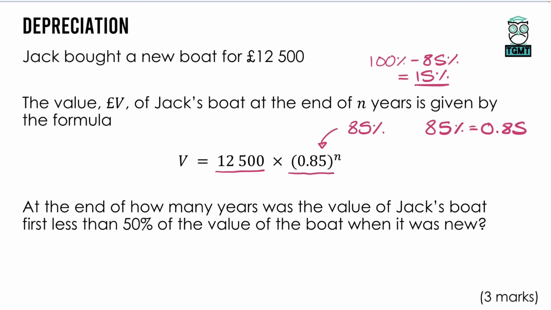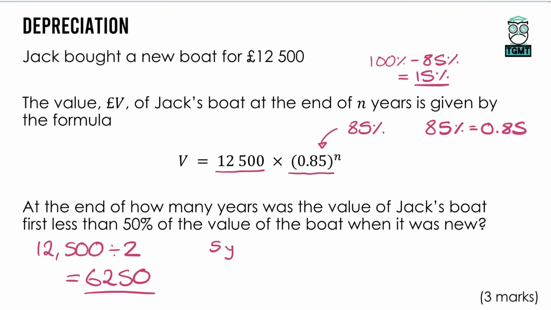So if I type in 0.85, I need to pick an amount of years. Now, first of all, I might just want to think to myself, well, what number am I actually trying to achieve here? So if we divide the value of the boat by 2, because we were looking for when it hits that 50%, that is £6,250. So let's pick an amount of years, 12,500 multiplied by 0.85, and let's just go for a power of 5, and that would be 5 years.